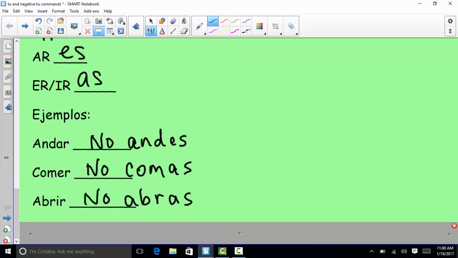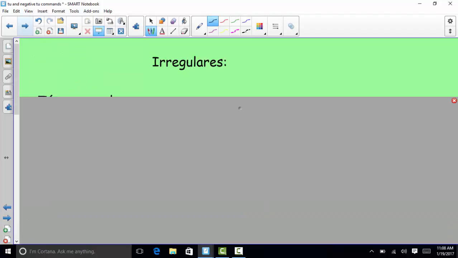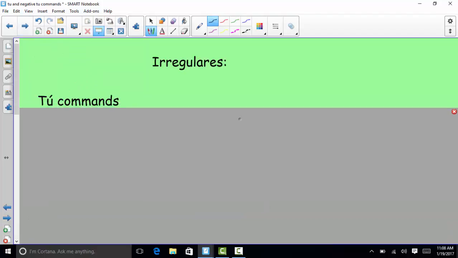Okay. And then, as always, irregulares. There are irregulars. So, some of these verbs are going to be irregular in their positive forms, and some are going to be irregular in their negative forms, and some are going to be irregular in both.